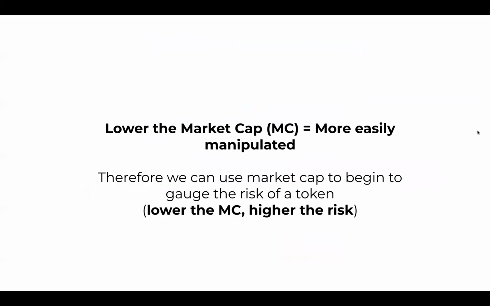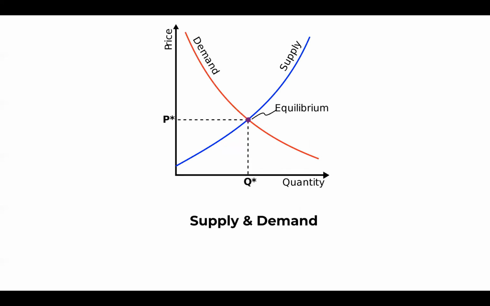Now, generally speaking, the lower the market cap, the more easily manipulated a project is. This is why micro caps are obviously a lot more risky than something like Bitcoin. And obviously more risk tends to pair up with more reward as well. And so, as I've just touched on there, we can begin to gauge the risk of a token via the market cap. We can segment what we're doing into micro caps, small caps, mid caps, and then the large caps as well.